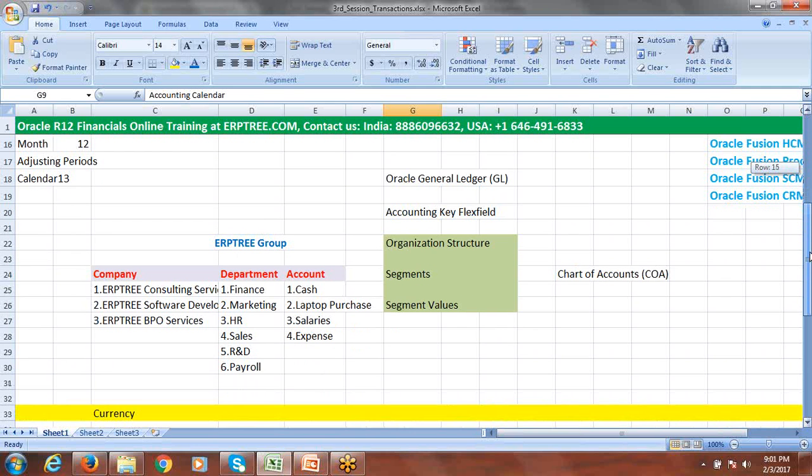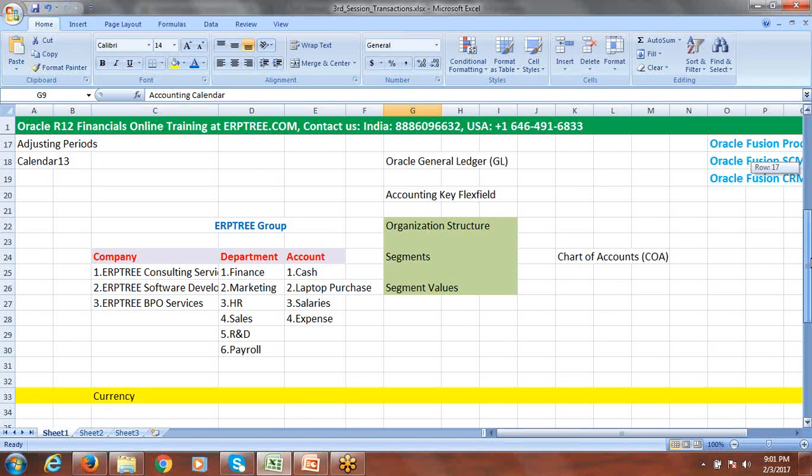So once we're done with the accounting calendar, we have to work on the chart of accounts. Chart of accounts means structure creation: segments and values. I'll be adding a few other points also when we are entering the system, where we create all those things.